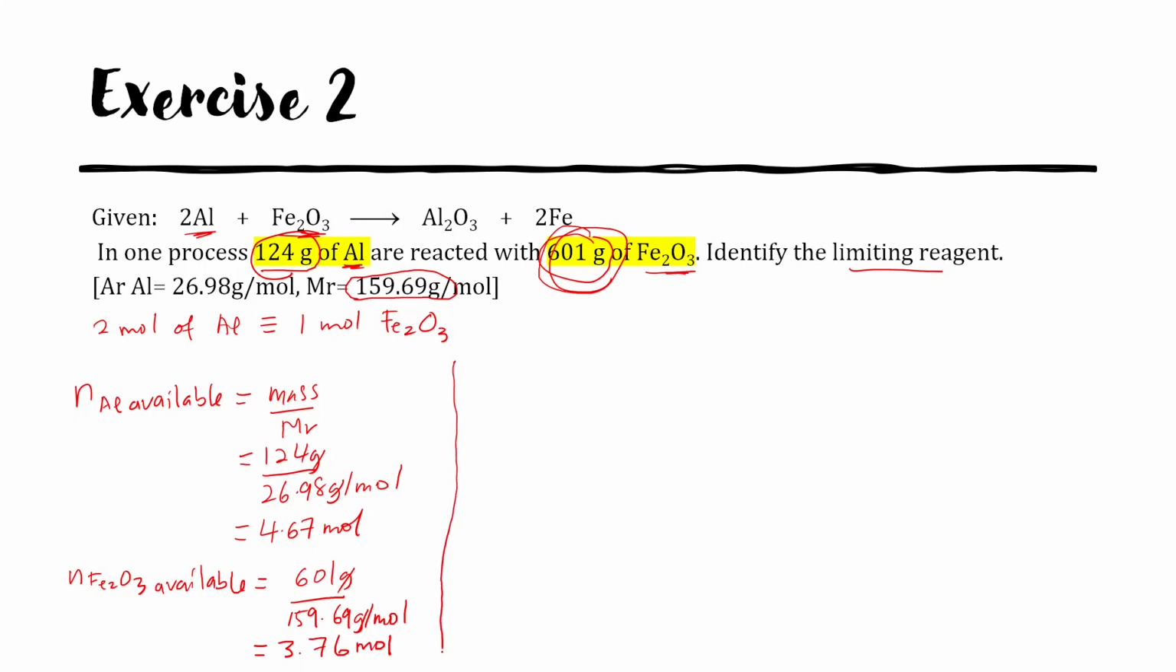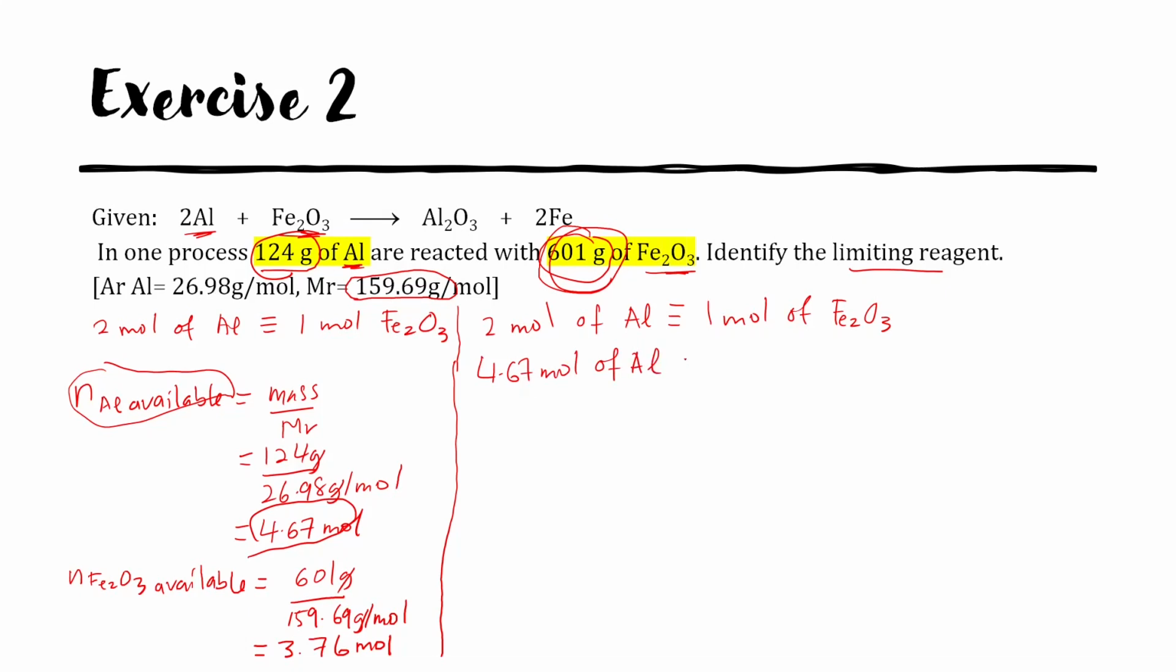Okay, so now we can relate. Again, 2 mole of aluminium will react with 1 mole of Fe2O3. So Al available is 4.67 mole. So if you have 4.67 mole of Al, this will react with 3.76 mole of Fe2O3. Okay, this is the common misconception that students have.